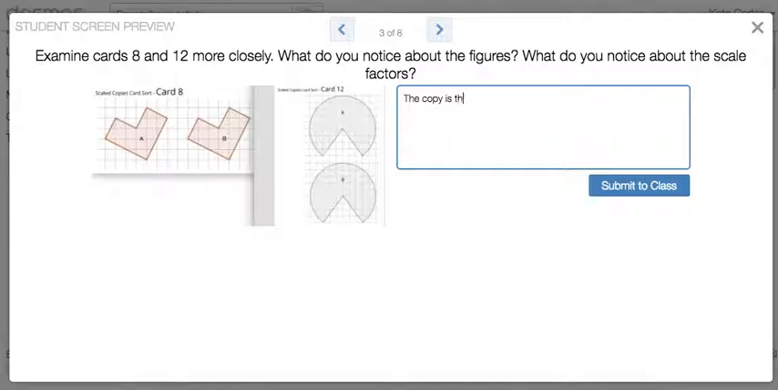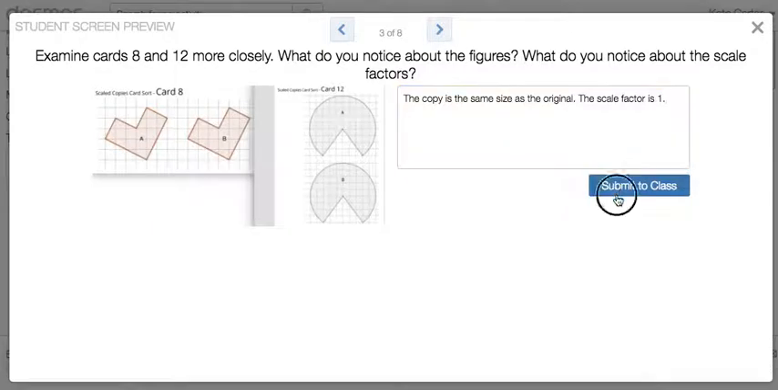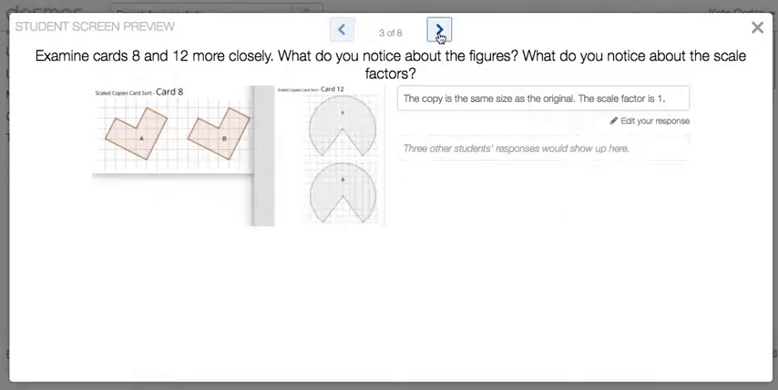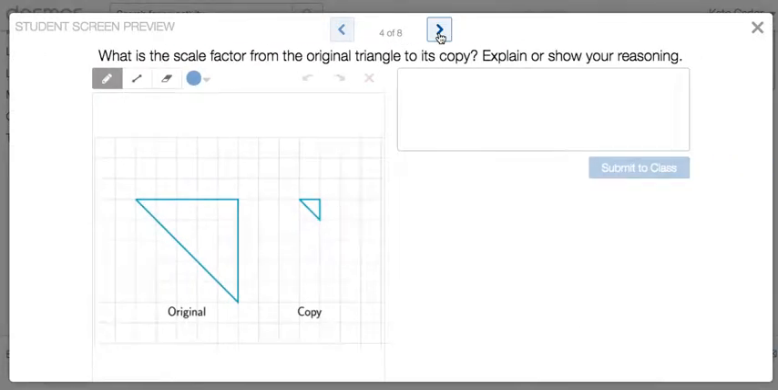The copy is the same size as the original. The scale factor is 1. So that is a special case. Only when the scale factor is 1 do you end up with a copy that's identical to the original. And that's where we stopped in the main part of class yesterday. We looked at some other things that I can walk through in case you're interested.